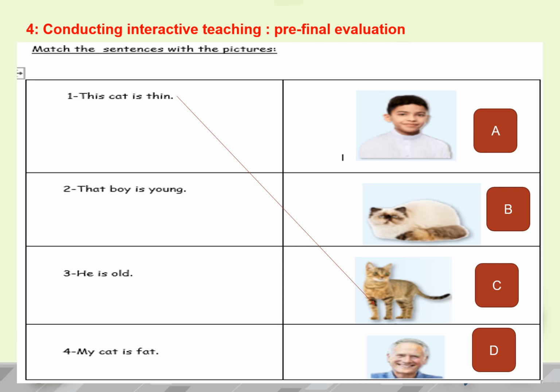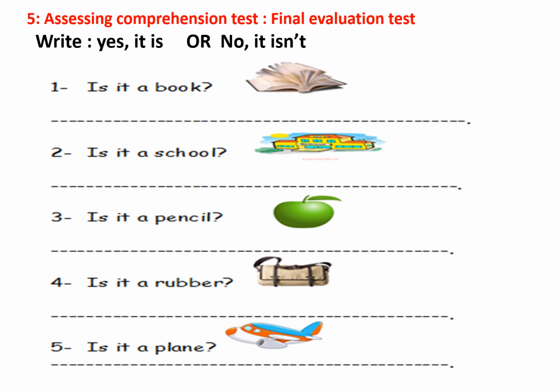Number 1, this cat is thin, can be matched to picture number C. That boy is young, picture number A. He is old, picture number D. My cat is fat, number B. Very good. Now we come to the assessment, the comprehension test or final evaluation test.